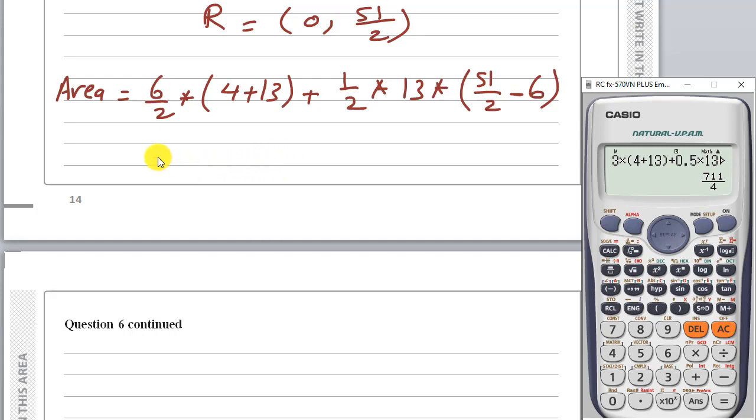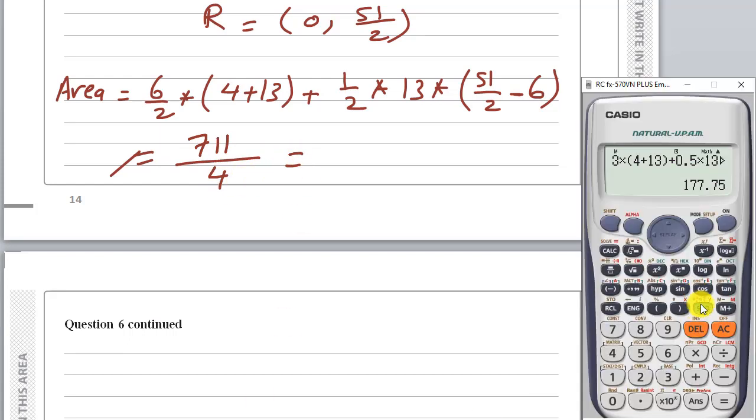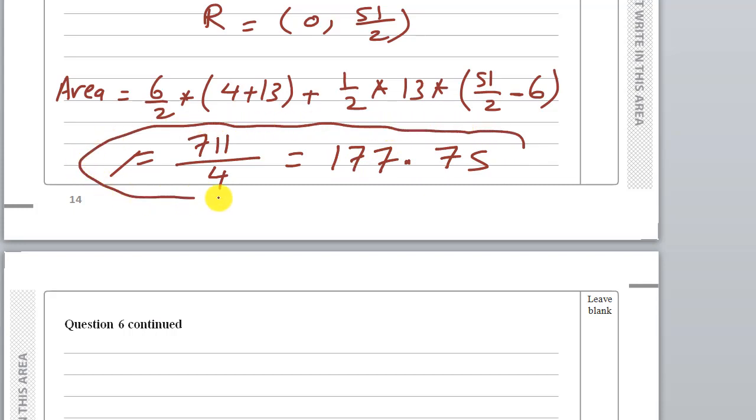So the area is equal to 711 divided by 4, which is equal to 177.75. This is the area that he needs. Okay, let us go ahead to another question.